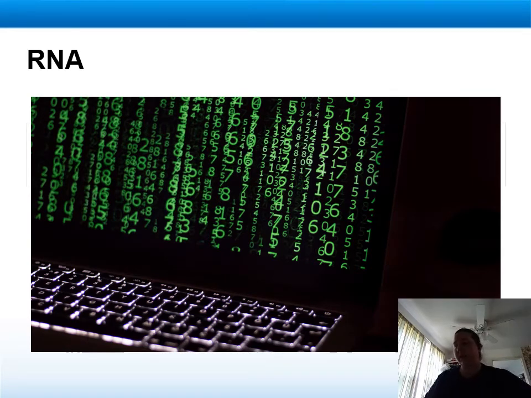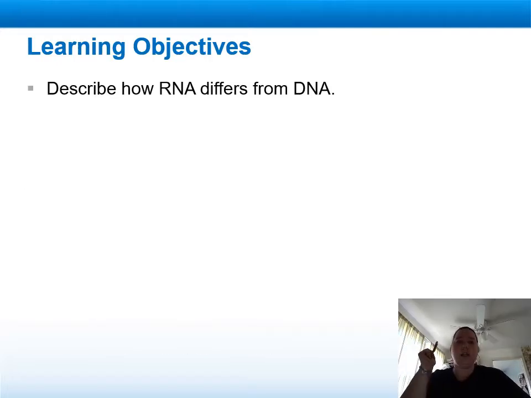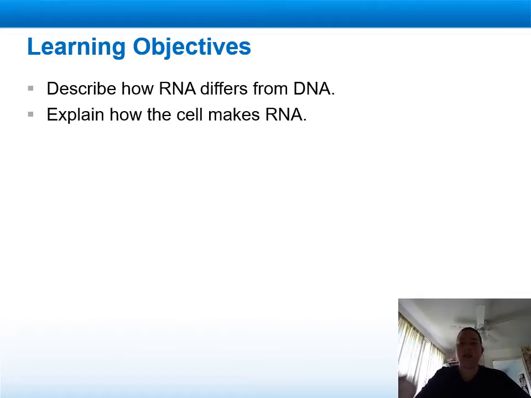In this lecture, we're going to look at RNA, which is like DNA, but it does a lot of the intermediate work between DNA and proteins. Learning objectives: describe how RNA differs from DNA. Explain how the cell makes RNA.